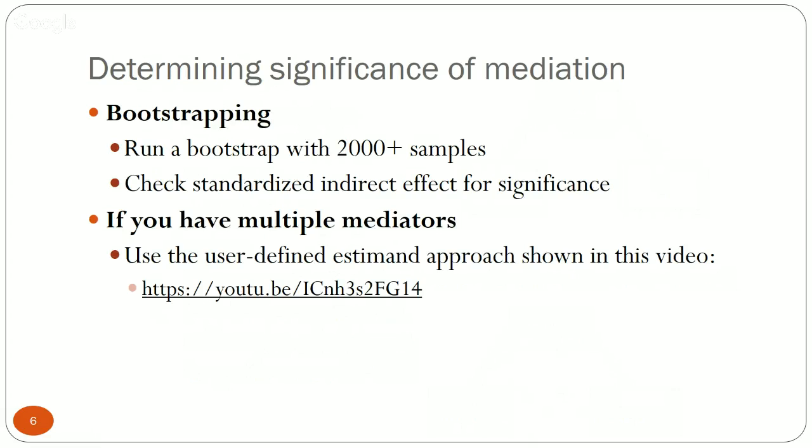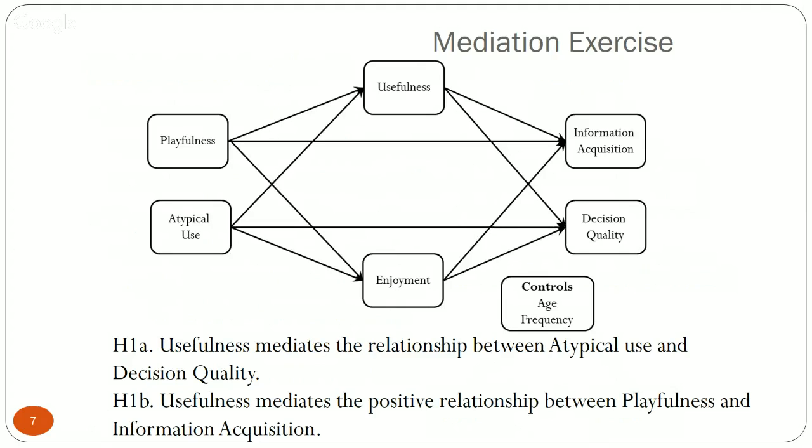It's through bootstrapping and checking the indirect effect for significance. And I'll show you how to do that. You won't have to tamper with your model. In the past, I've shown in some videos you remove paths or remove variables. Don't have to do that anymore. There's a new way. So let's do it.